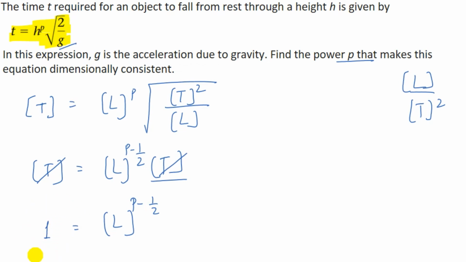Now the left side of the equation has 1, so the right side should be 1. So if p becomes 1 over 2, this would be 1 over 2 minus 1 over 2, that is 0. Anything to the power 0 is equal to 1, therefore p should be equal to half. So we can conclude that the power p should be equal to 1 over 2, such that this equation becomes dimensionally consistent.